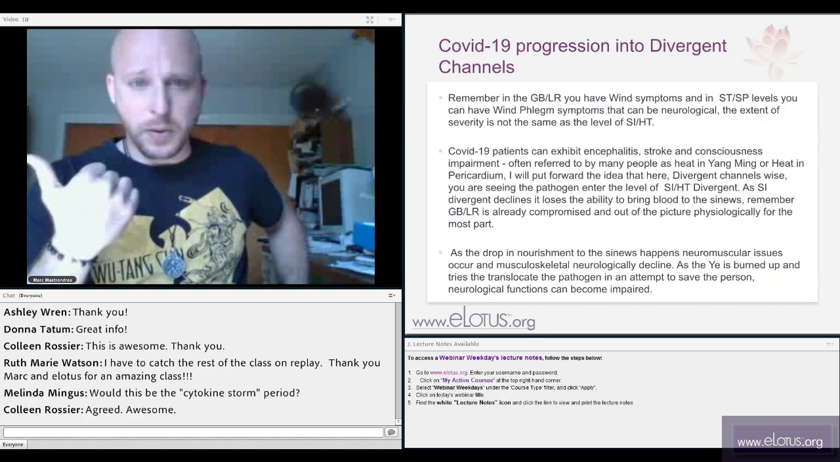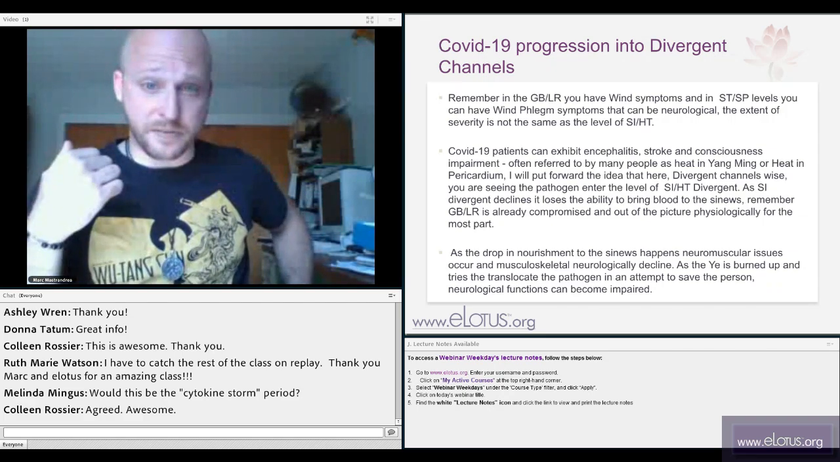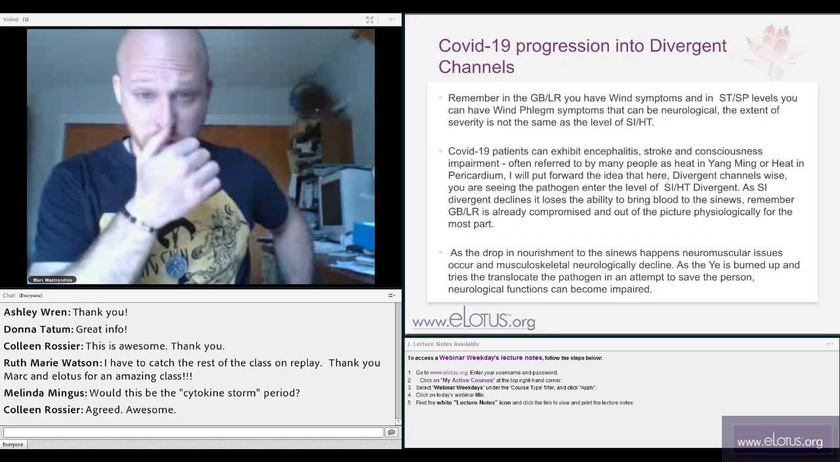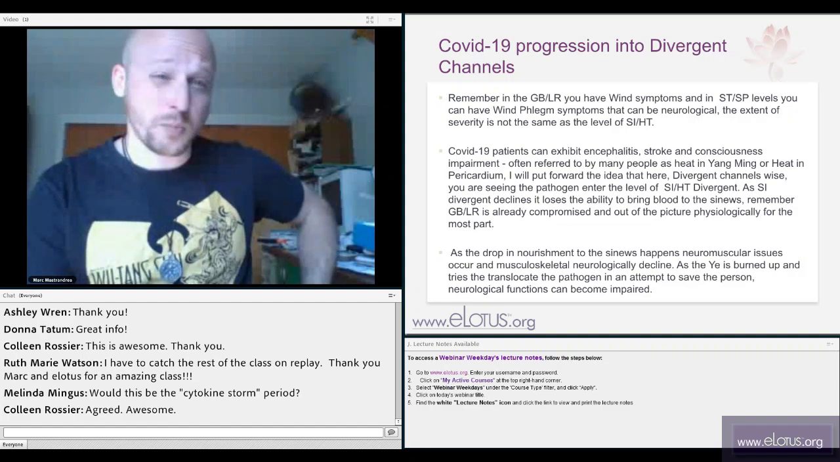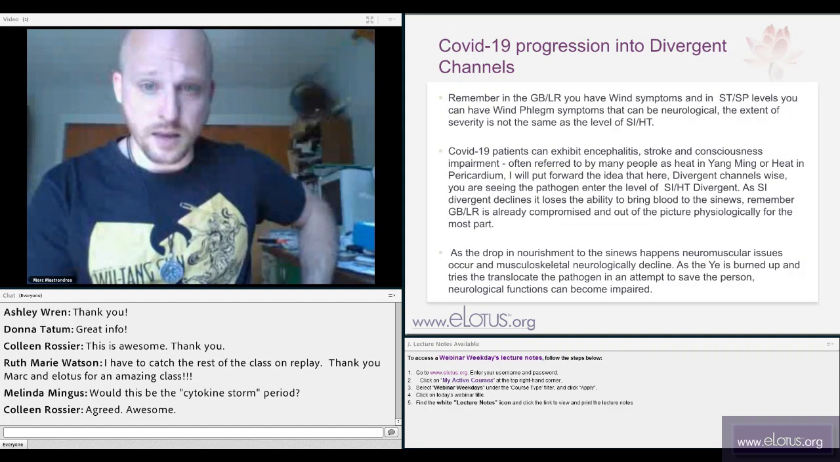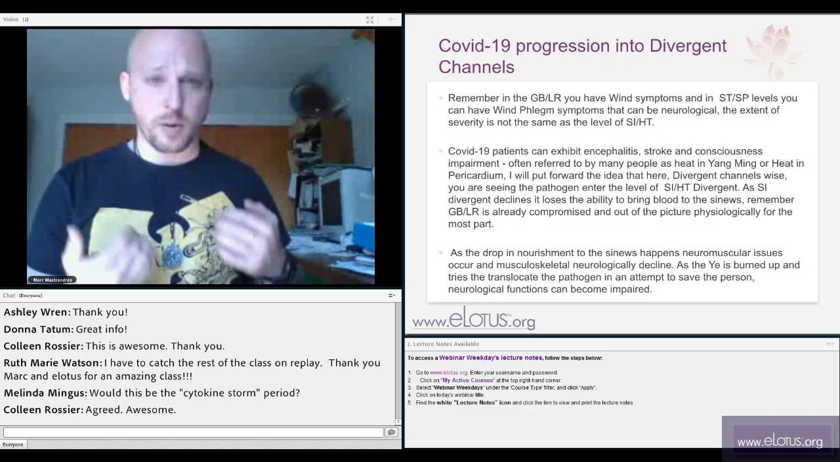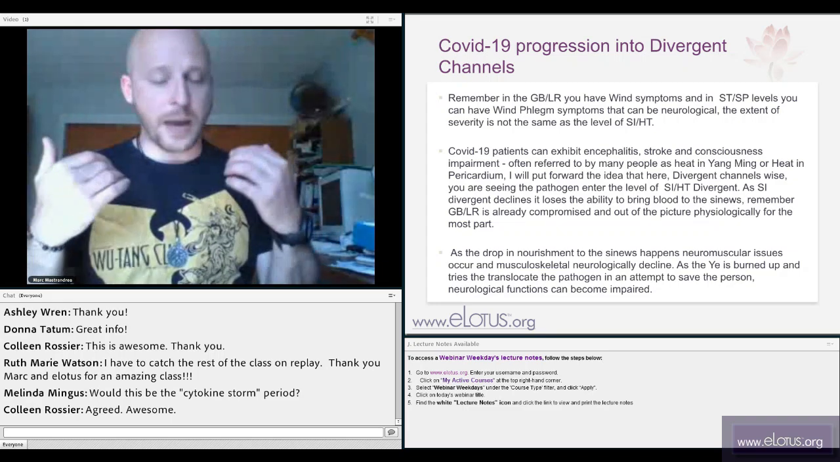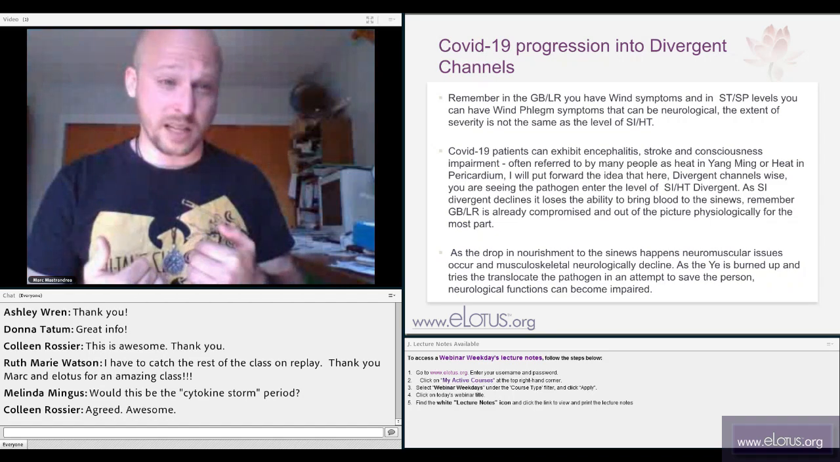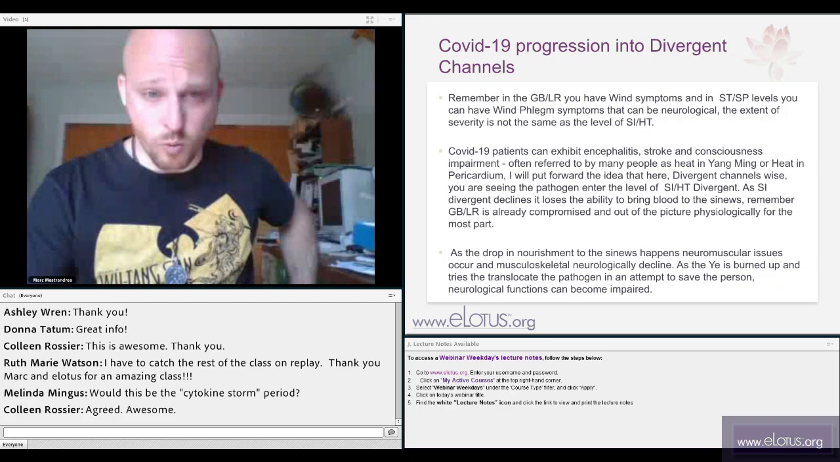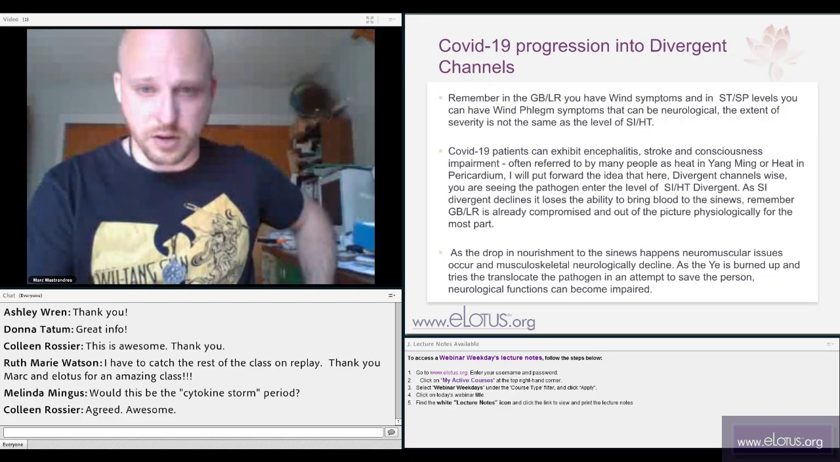So COVID-19 patients can exhibit here in the stage encephalitis, stroke, and consciousness impairment, often referred to by many people through primary channels as heat yang ming or heat in the pericardium. In divergent channel thinking, we would say this is a pathogen in the heart level of divergence. And so you're treating it. So this is my idea why you can use a divergence to see this. You can see that it's entered the small intestine heart.